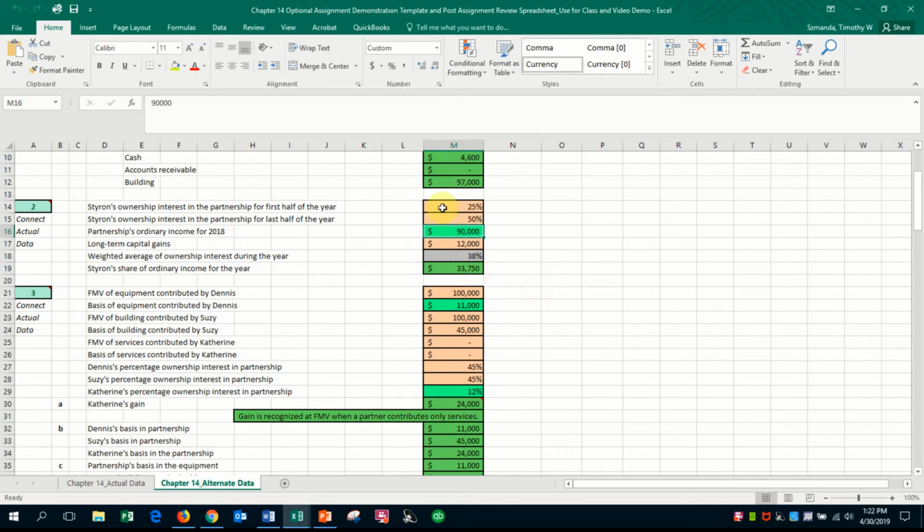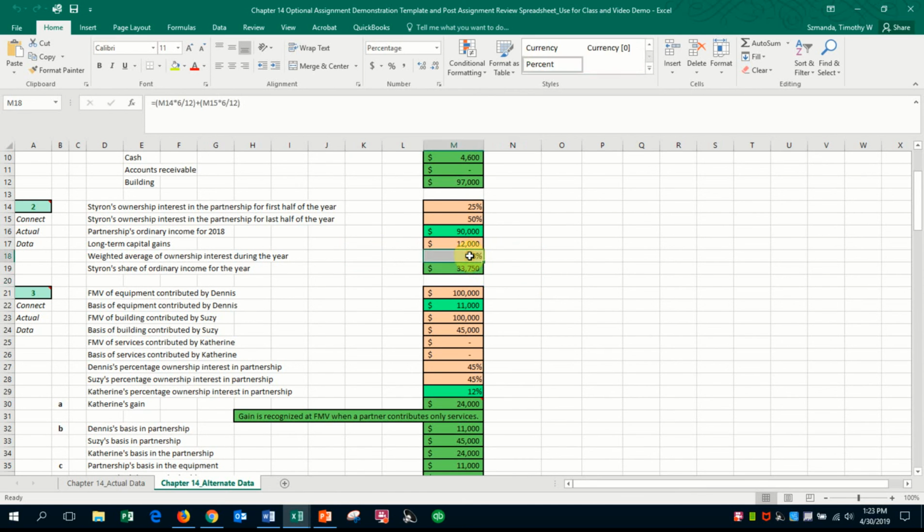Well, we're going to have to proportionally allocate the earnings from the first half of the year at 25% and the earnings at the second half of the year at 50%. So what I've done is I've really taken a weighted average of these two. 25% times half of the year, or 50%, plus 50% times half of the year. And I've added them together, and we have a weighted average of ownership during the year of 38%.